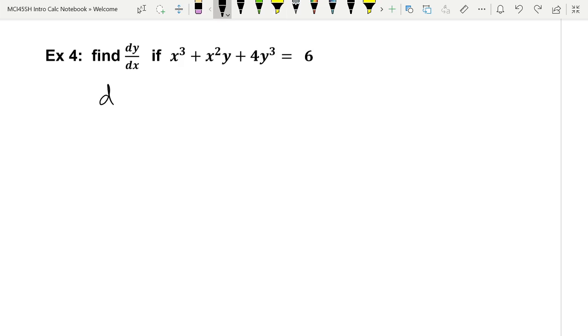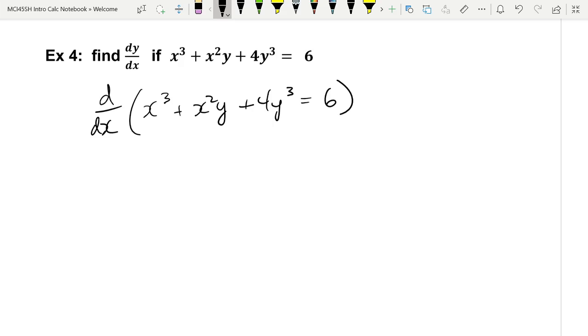So I'm going to take the derivative with respect to x of x cubed plus x squared y plus 4y cubed equals 6. So I'll give you a sec to catch up to me in the writing here.